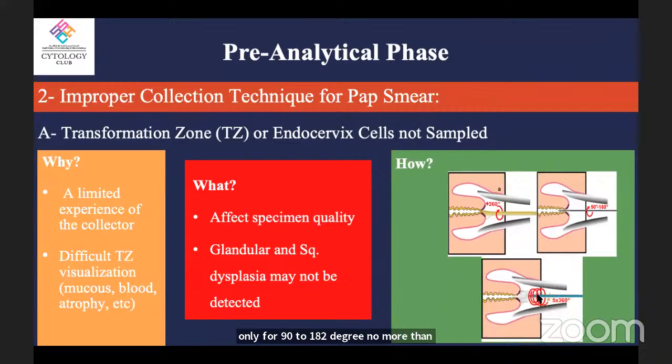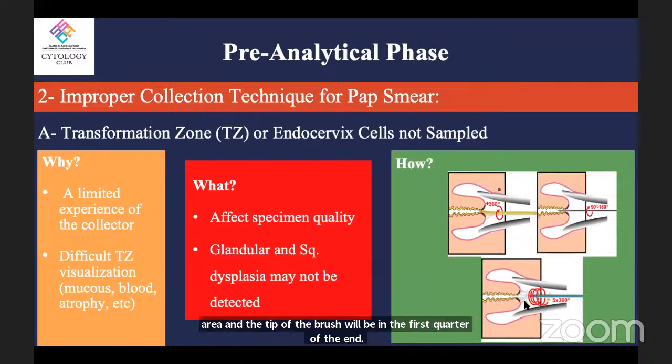Or if they use a broom brush, which is recommended, again, it should be attached to the squamous columnar junction area, and the tip of the brush will be in the first quarter of the endocervical canal. Then they rotate the brush 5 times clockwise, no more than 5 times.